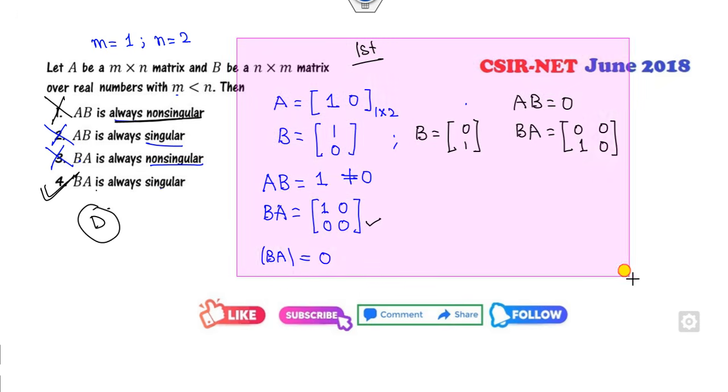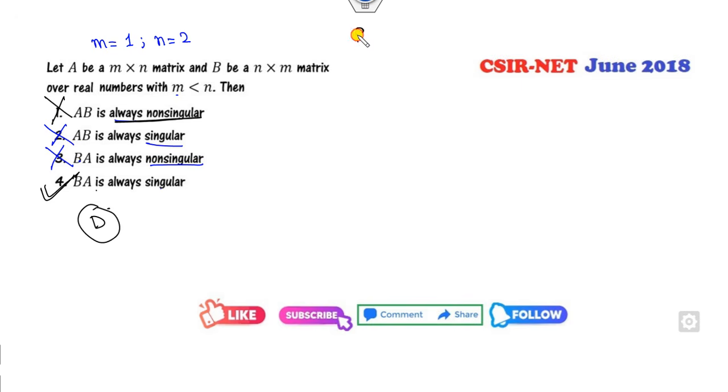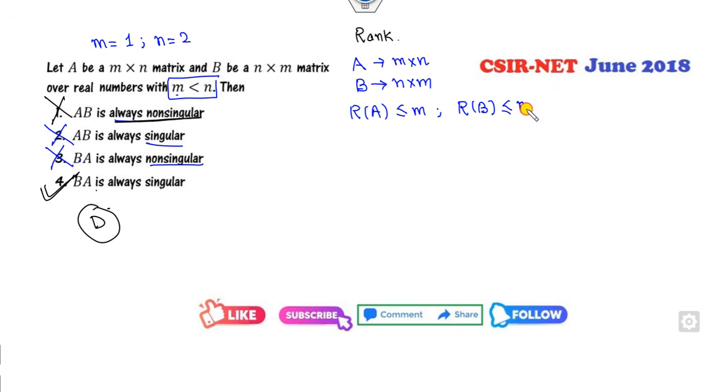There is one more method, that is by using the rank of this problem. Now A is my M cross N, B is my N cross M, and M is less than N. So what is the rank of A? Less than or equal to M. Rank of B is less than or equal to M.